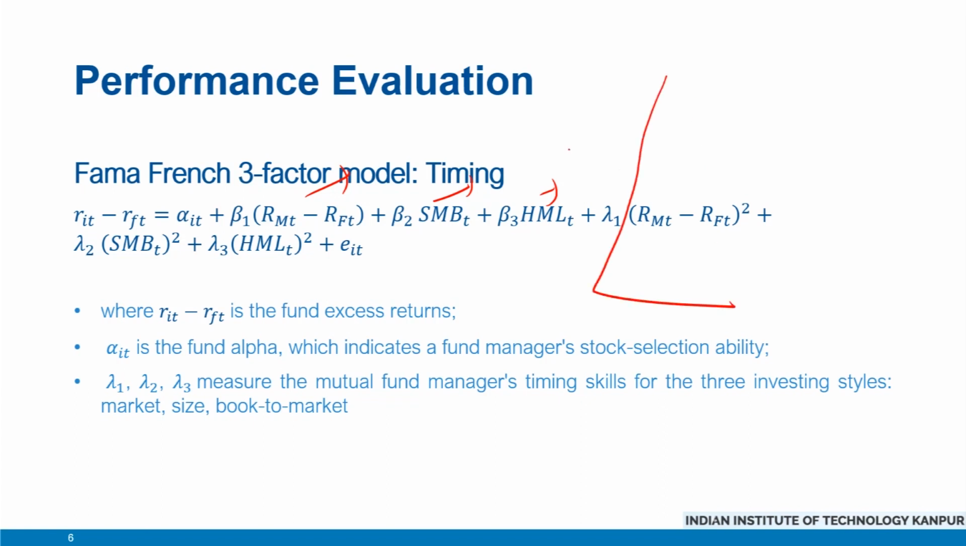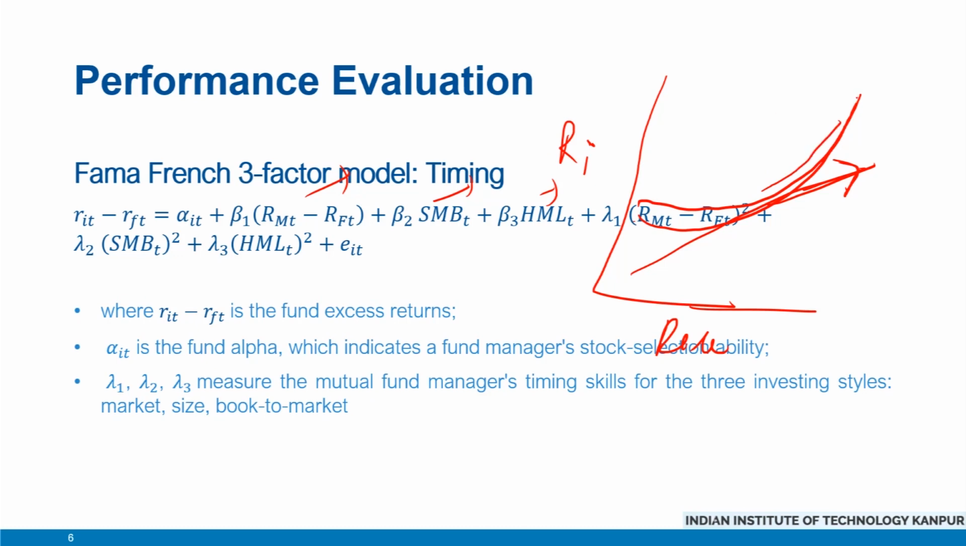Then in that case, if one were to examine the return of the security i with respect to a particular risk factor, then the relationship, if the manager is successful in timing, will appear like this. What it means is that when the risk factor is expected to perform well on the upside, they are expected to increase the exposure, and increasing exposure would lead to their performance being further higher.